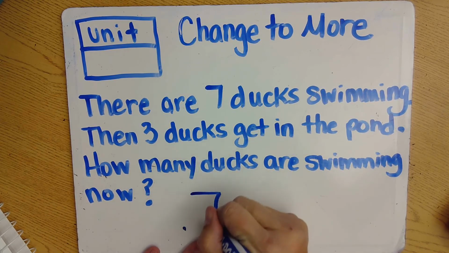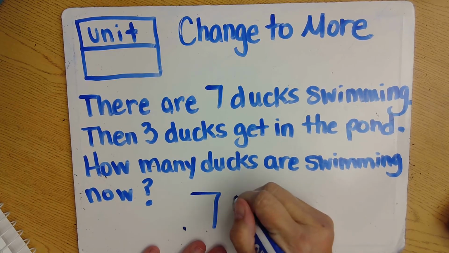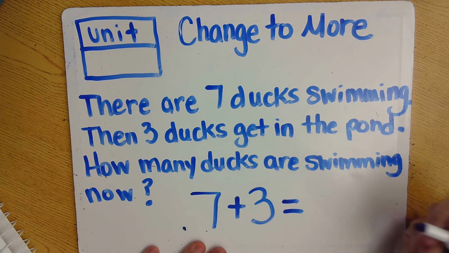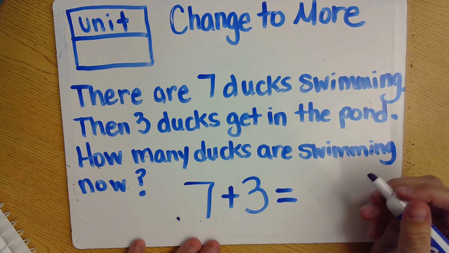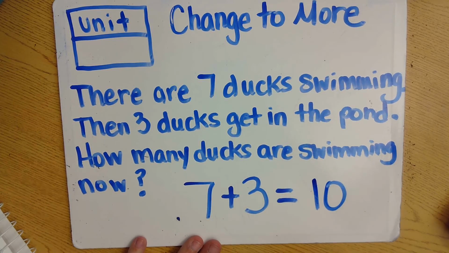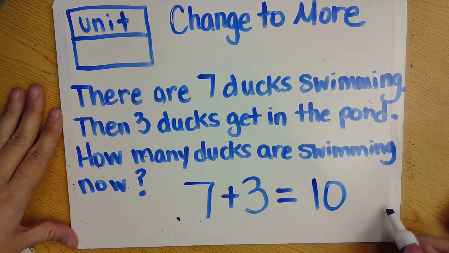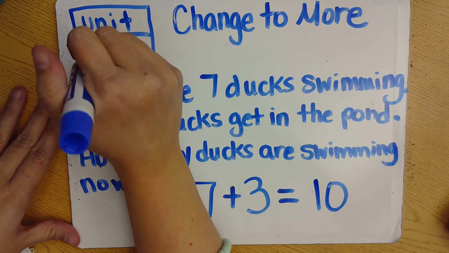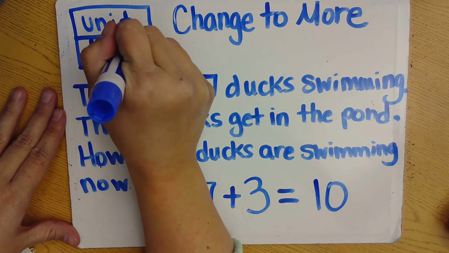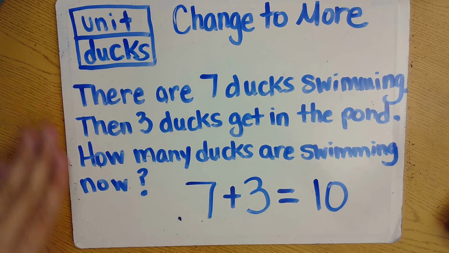Again, we started out with 7. We added 3 more ducks to the pond. And now, how many ducks are swimming in the pond? You got it. 10 ducks. I need to write the word ducks in my unit box.